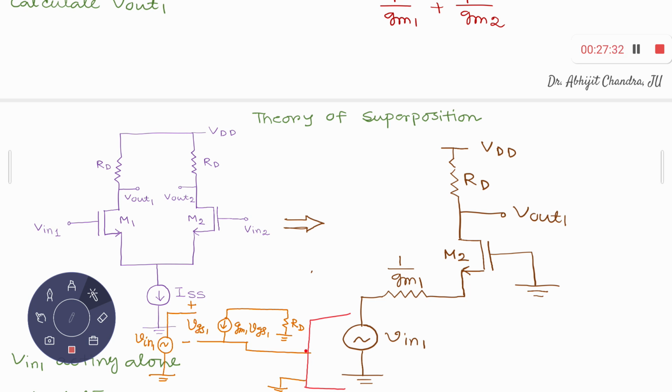So what is this voltage? This voltage is nothing but your V in 1. That is the Thevenin equivalent voltage, V in 1, V Thevenin.